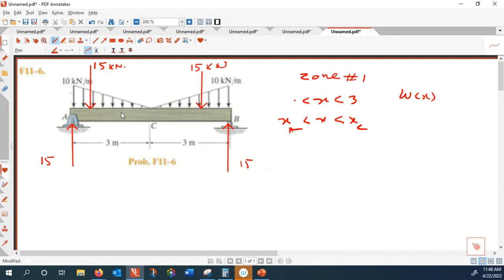How do I write this one? Is this a constant, linear, quadratic? What type of form does it have? It's linear, right? So linear means I need to identify A and B. So I start with writing W of x as Ax plus B, and then 2 boundary conditions. The boundary condition is when x is equal to 0, what is W then? At A. What is W at A?